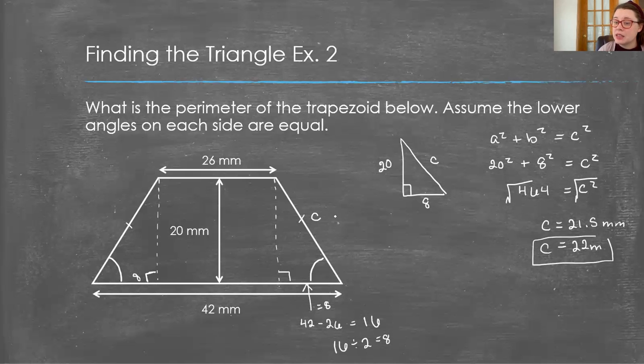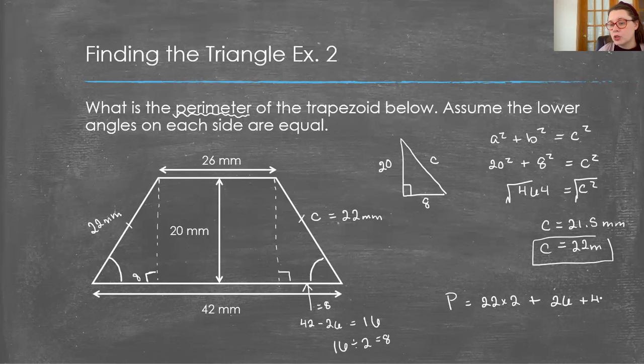Okay, that's C, but that's not our final answer. The final answer said, what was the perimeter? So to find the perimeter, I need to just add all the sides together. So the perimeter is equal to 22 times 2, because we've got two sides with that, plus 26 plus 42. In total, that would be a perimeter of 112 millimeters. Okay. So not overly complicated, relatively straightforward.